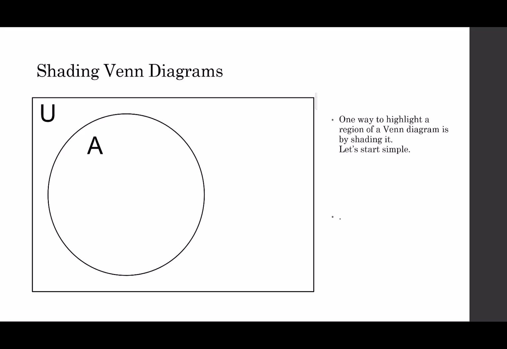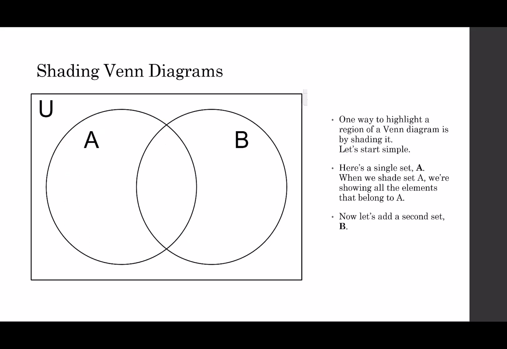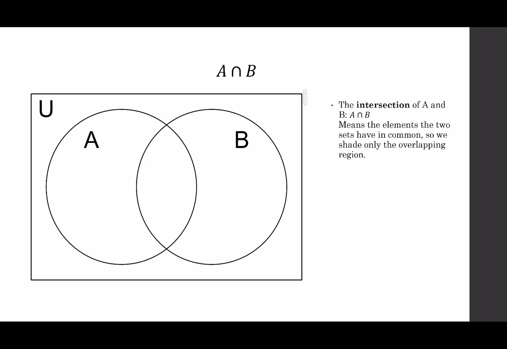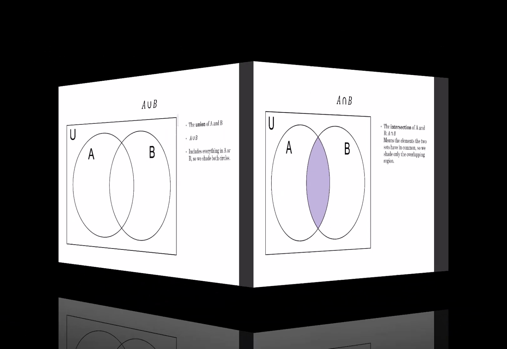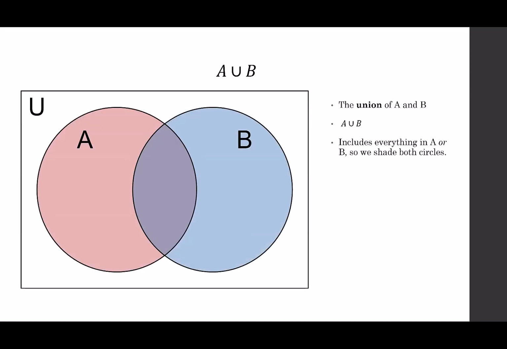Let's start with a single set A. If we shade circle A, we're saying everything inside A counts. Now let's add a second set B. And let's work on shading the intersection of A and B. Remember, A intersect B means we want the elements the two sets have in common, so we're only going to shade the overlapping region. When we take a look at A union B, this includes everything that's in A or in B, so we're going to shade both circles.